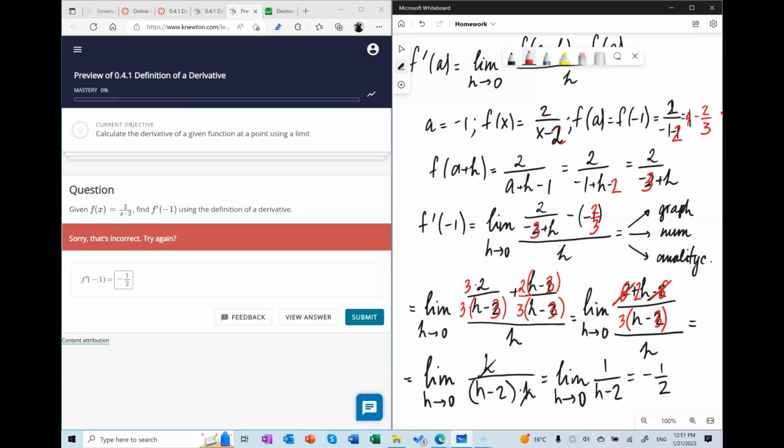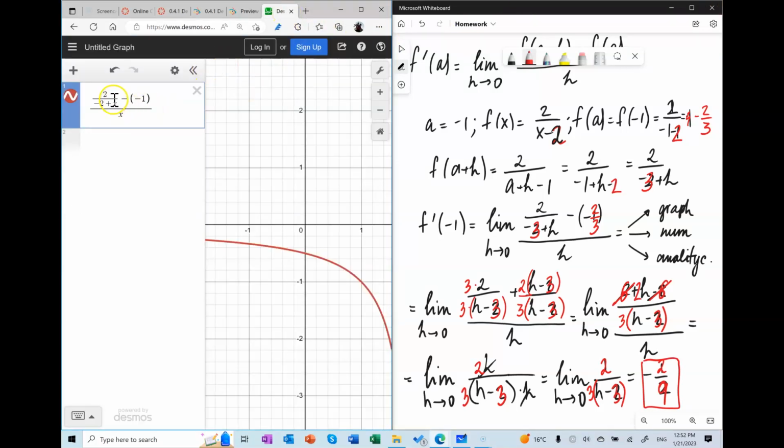So here what we have left is 2h, we have h minus 3 here, and we still have 3 in the denominator, and the final answer will be 2 over 3 times h minus 3. So the final answer is, when we plug in 0, we get negative 2 over 9, and that's the final answer.